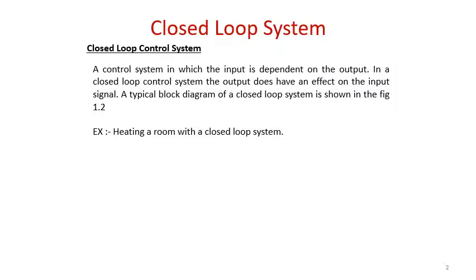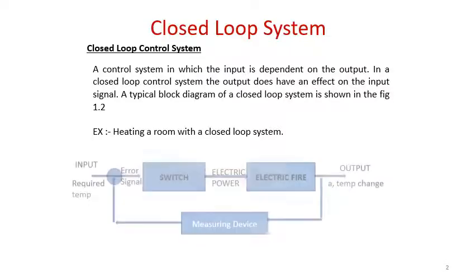A control system in which the input is dependent on the output. Here, the closed loop system says that the output does have an effect on the input signal. To convince you, we are going to draw the block diagram of a closed loop system as shown in the figure, taking an example of heating a room with a closed loop system.